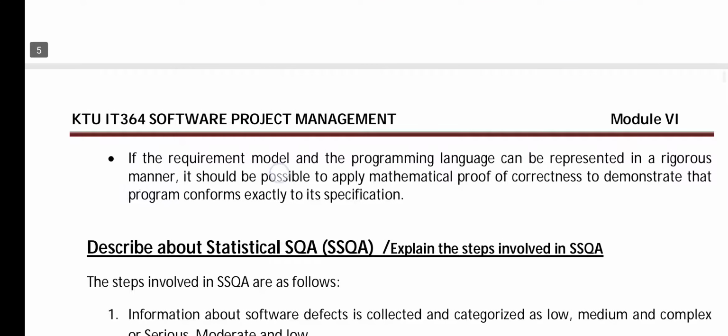So if the requirement model and the programming language can be represented in a rigorous manner, it should be possible to apply the mathematical proof of correctness to demonstrate that the program conforms to the specification. So we need to say here that once we have established a mathematical derivation, okay, we can apply a mathematical proof of correctness to show that our product has conformed to its requirement specification.